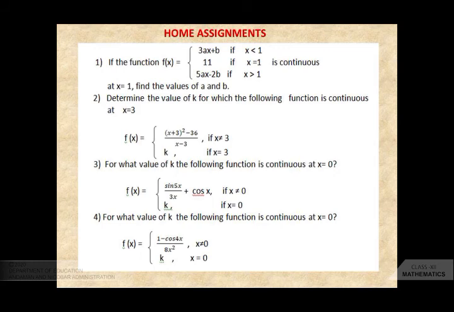Fourth is also the same type. You have to use the formula of 1 minus cos 2x here. 4x is given, you will get 2 sin square 2x. Then you solve it, you know how to do limits, so you can do this question.